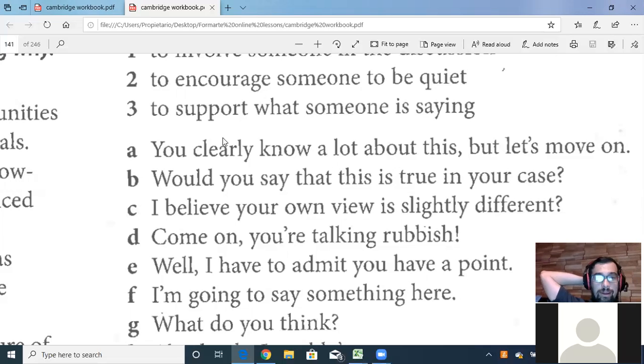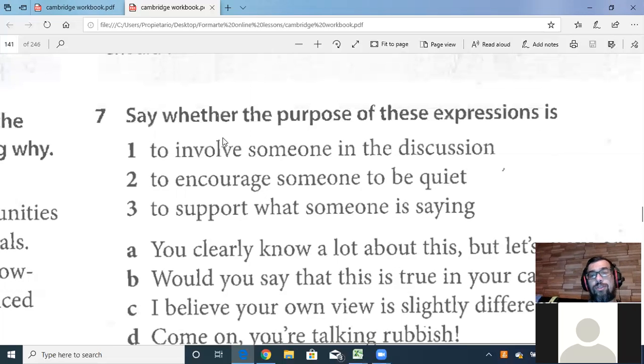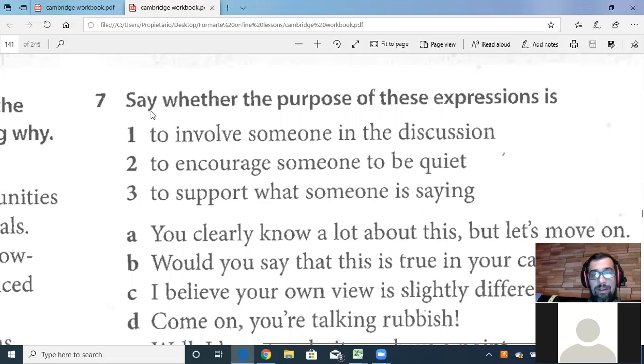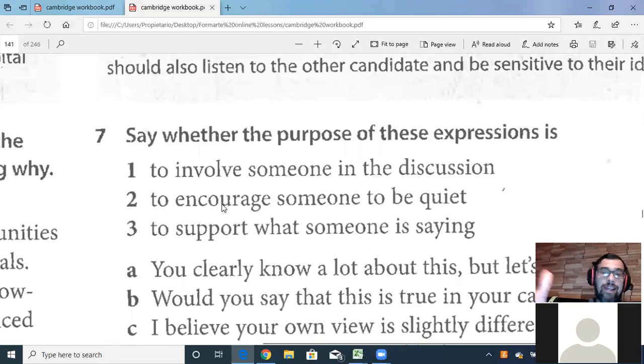In a moment we're going to do some matching with some phrases that Cambridge gives us, but I really want you to start making your own sentences. Or you can say, yes, I totally agree with what you're saying.